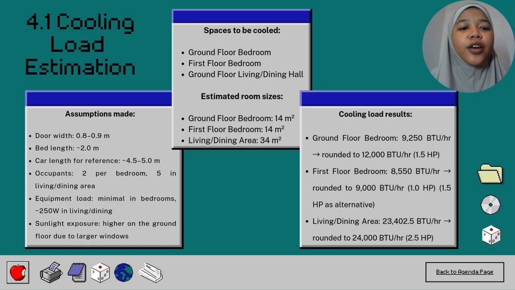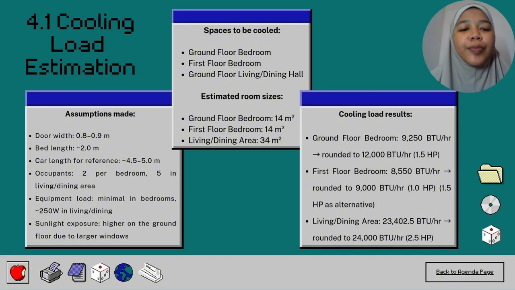For this project, we calculate the cooling load for 3 main areas: the ground floor bedroom, the first floor bedroom, and the combined living and dining area on the ground floor. Since the floor plan does not include exact dimensions, we estimate room size using standard references such as the size of a bed and a car. We assume each bedroom is about 14 square meters and the living and dining area is about 34 square meters.